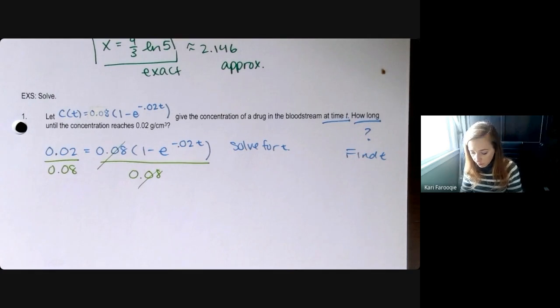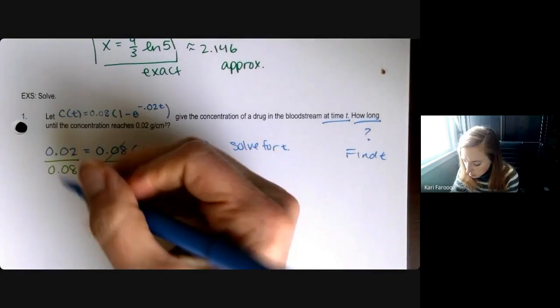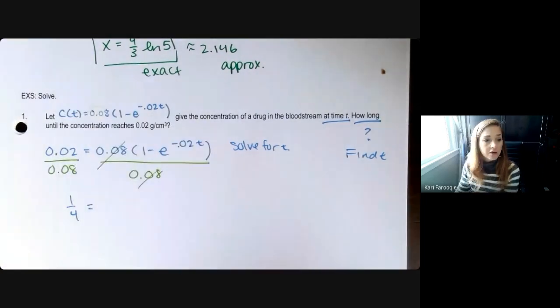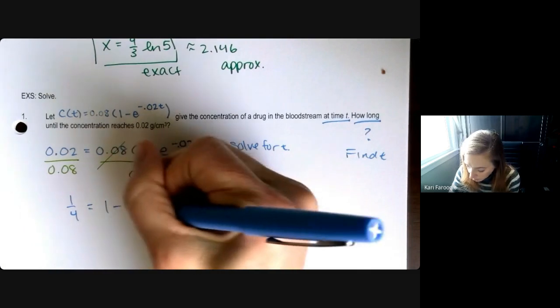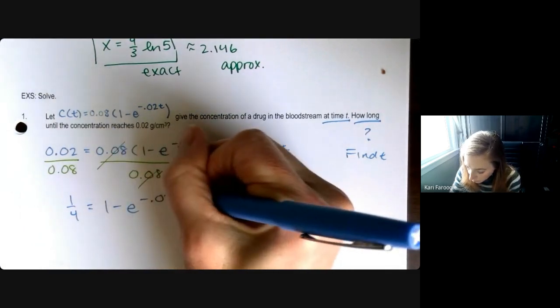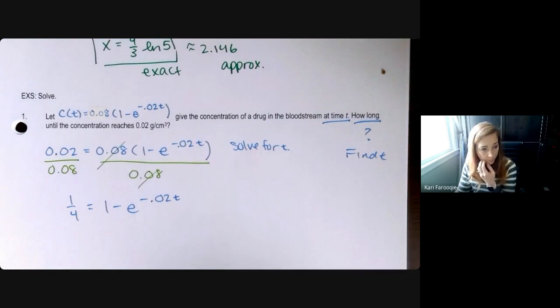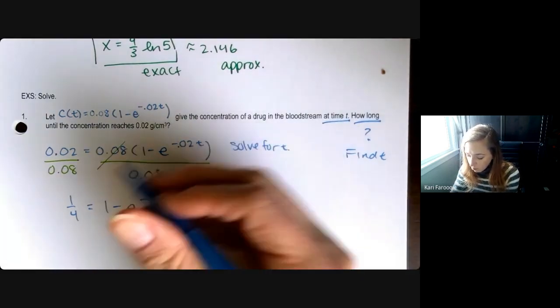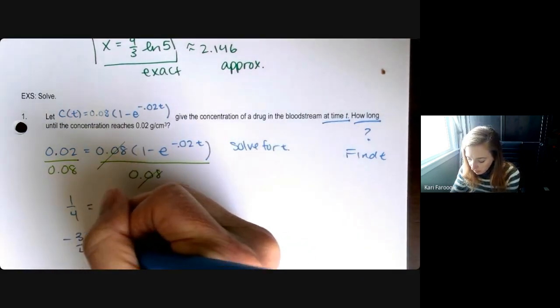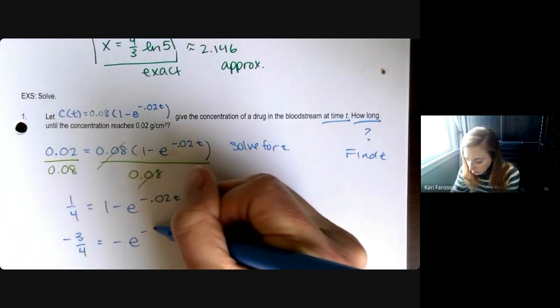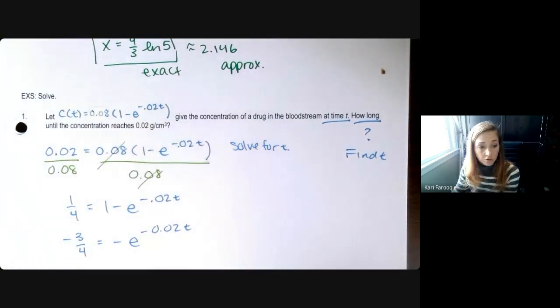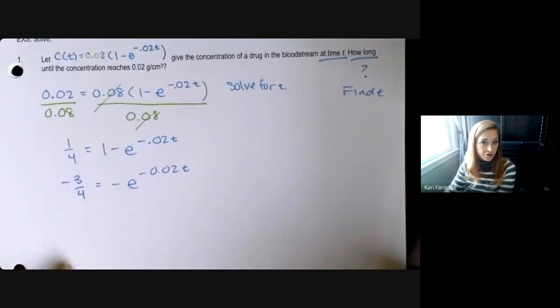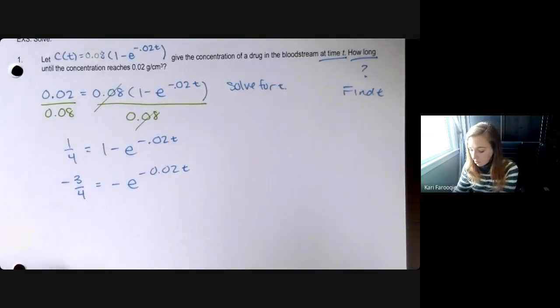Okay, so now we have 0.02 divided by 0.08 leaves us with 1/4 equals 1 minus e to the negative 0.02t. Okay, we're getting there. We see the light at the end of the tunnel. If I want to get this expression by itself, I can subtract 1 from both sides. And then I get negative 3/4 is negative e to the negative 0.02t. So we just subtracted 1 from both sides of the equation.